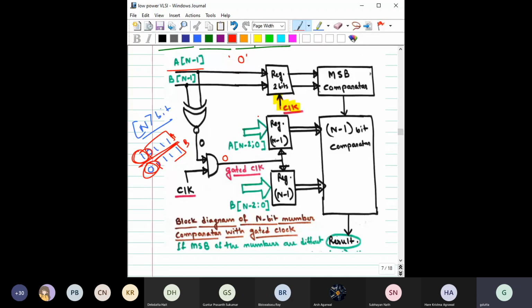So that means the remaining bits, 0 to n minus 1, will not be loaded into registers. After that, the n minus 1 bit comparator will not be used, right? So you can understand that for loading also, you have to transfer it, which has some power dissipation. Again for comparison, some power dissipation. So if you can prevent that, then you also save a lot of energy, all right?